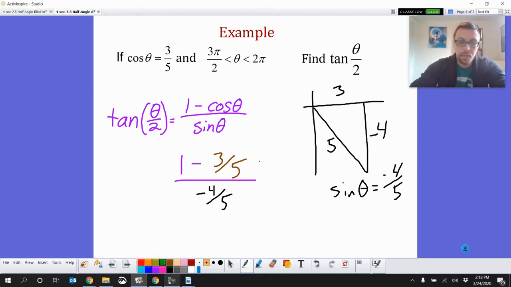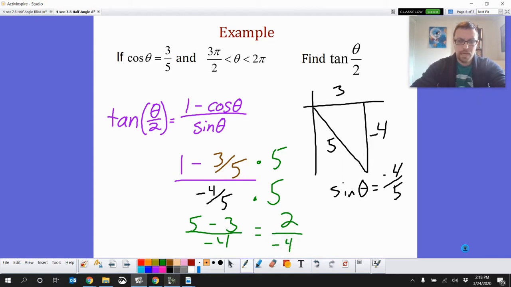So I'm going to multiply the top and bottom by 5. Ooh, that's going to get rid of both of my fractions. Oh, so nice. 1 times 5, that's 5 minus 3. Negative 4/5 times 5, that's negative 4. So we get 2 over negative 4. Oh my gosh, this is so easy. I'm so glad we picked the easy one. So we get negative 1/2 as our final answer.